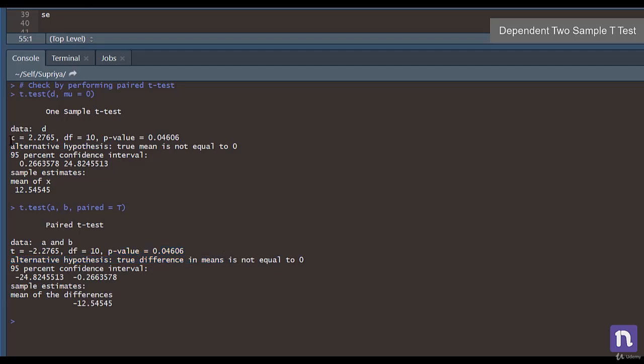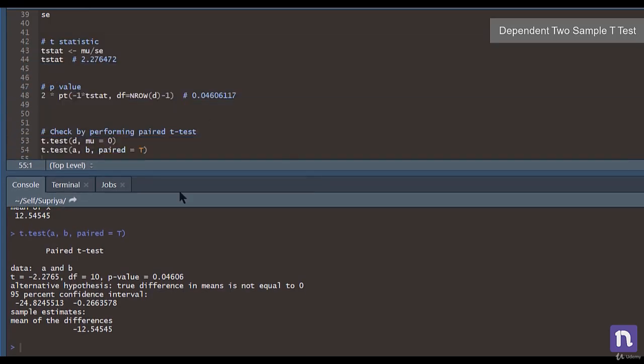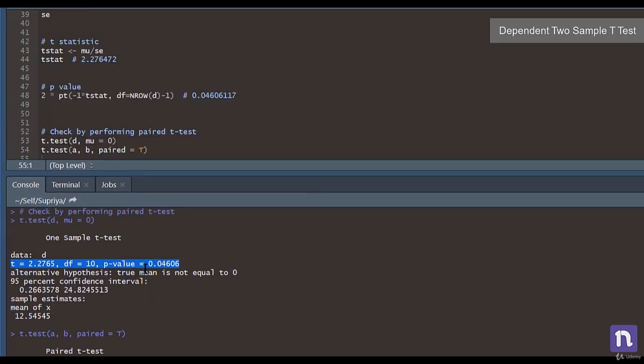The t-statistic comes out as positive in the first case because it is referring to the right hand side tail, whereas in the paired t-test, using the paired equals true argument, it is coming as the left hand side tail. So that is fine. That serves all the purposes for computations. The values that we computed, both the t-statistic as well as the p-value, match exactly. So the p-value is 0.04606 and the t-statistic is 2.2765. So that's how you perform a t-test in the R programming language.